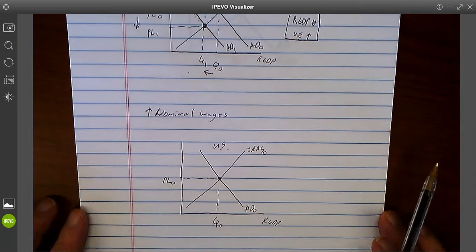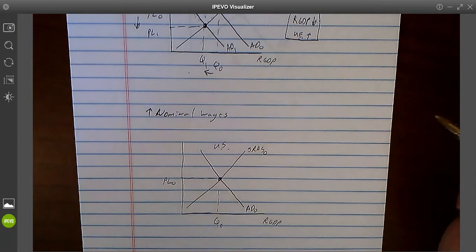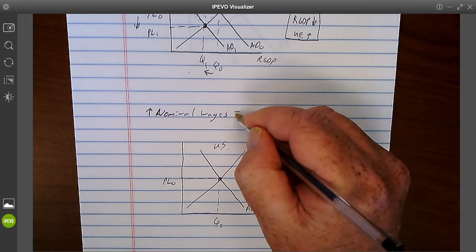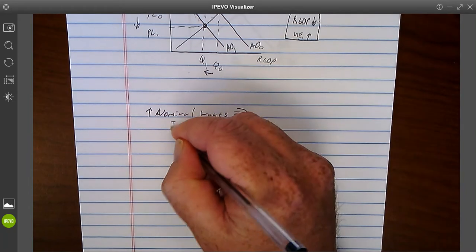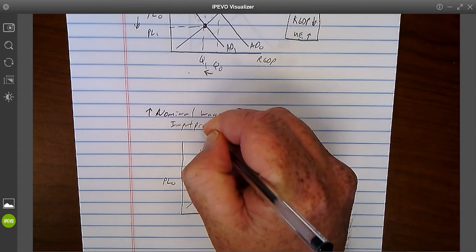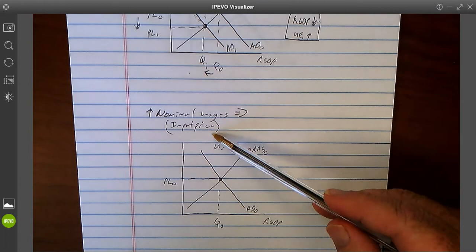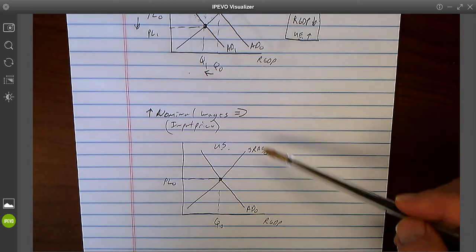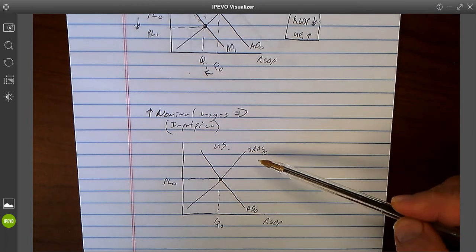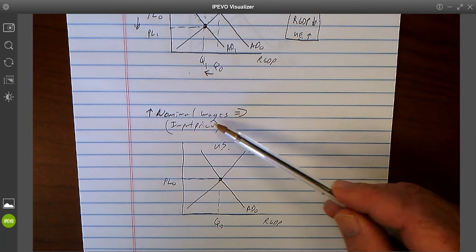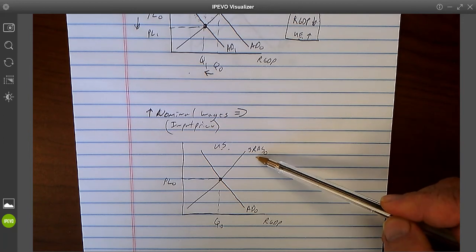All right, another one, change in nominal wages. Okay? So the economy is in short-run equilibrium at PL0, Q0. There's an increase in nominal wages. Okay? That's an input price. Right? We assume in the short run that input prices are fixed, but we're violating that assumption, so we need to change the position of our short-run aggregate supply curve. This curve assumes that input prices are fixed. We've changed input prices, so I need a new short-run aggregate supply curve.